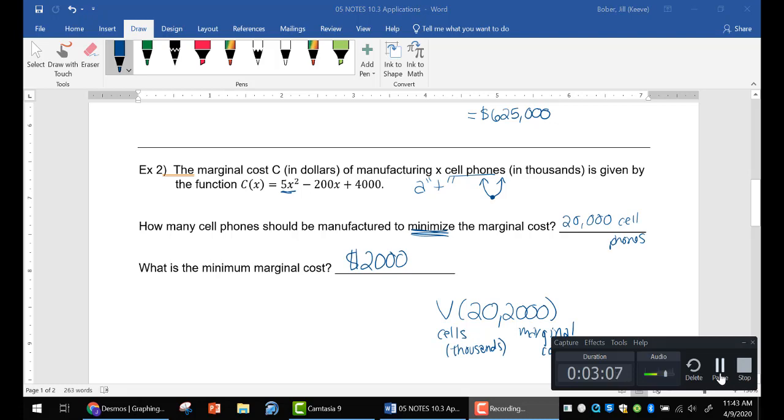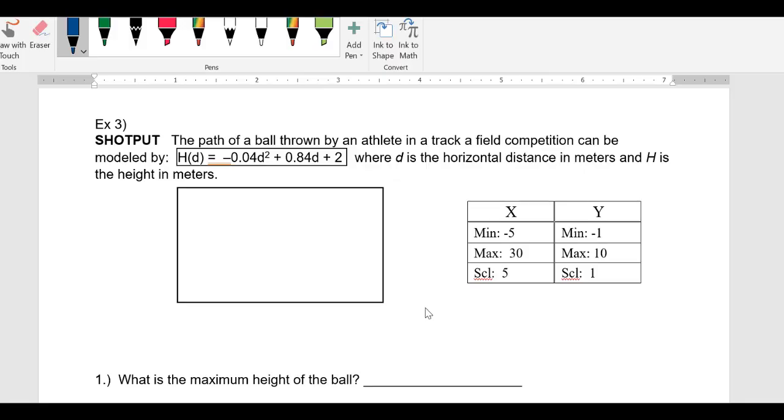All right, let's try another one on this back side, and we're going to incorporate all of our key features. Okay, this question is about the path of a shot put. So the path of the ball thrown by an athlete in a track and field competition can be modeled by that quadratic function, where D is the horizontal distance in meters and H is the height in meters.